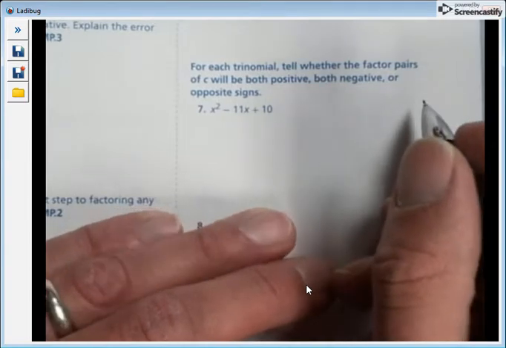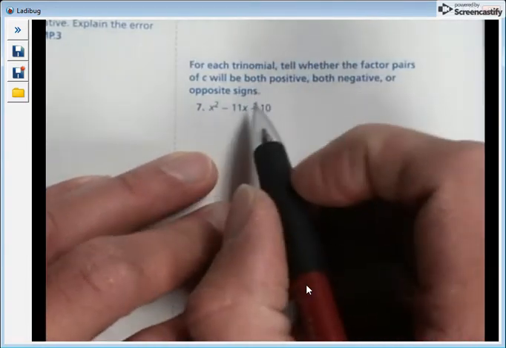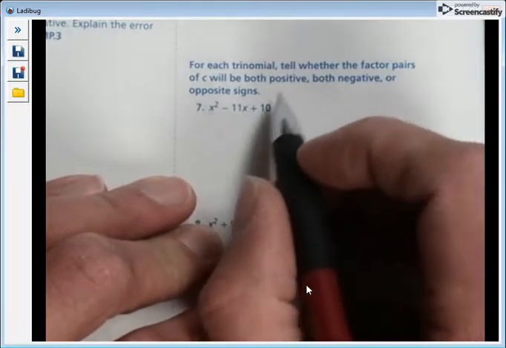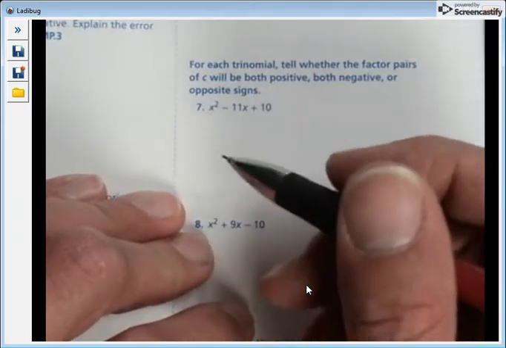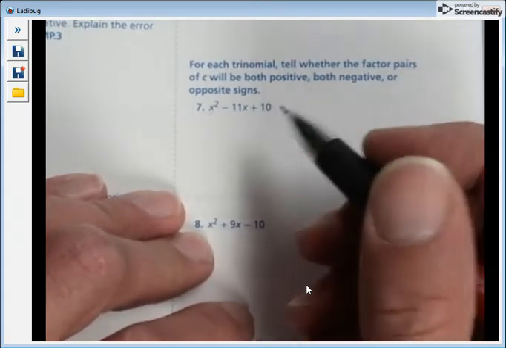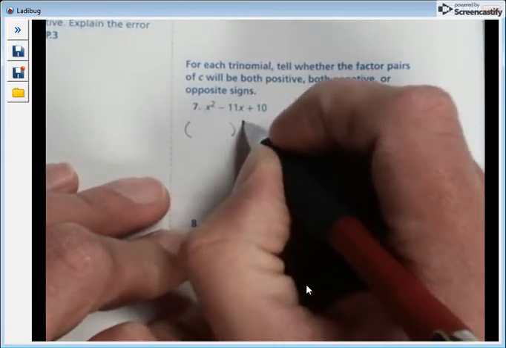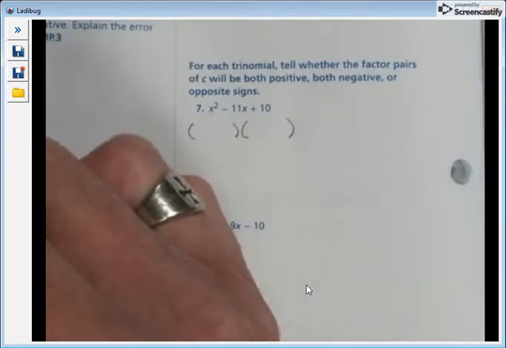So it's topic 7.5, factoring a trinomial. Basically what you're doing is you've got this trinomial, x squared minus 11x plus 10, and we want to break it down so that it is two binomials, all right? So it's going to look something like this, a binomial multiplied by a binomial to make a trinomial.